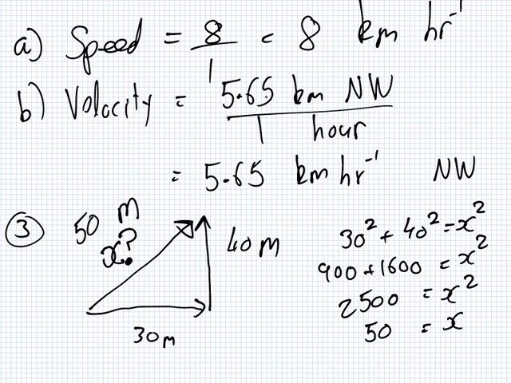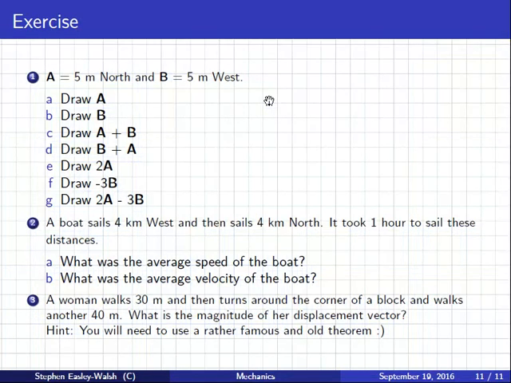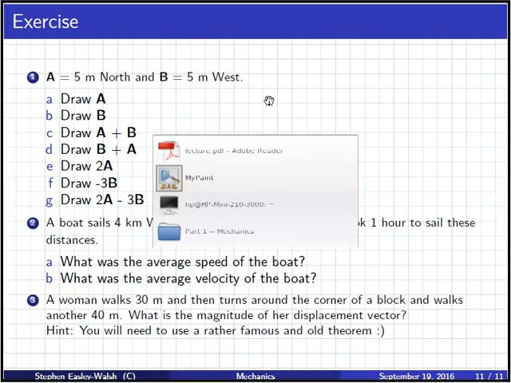Absolutely. I didn't tell you Pythagoras yet, that's why I didn't want to say it. But I wanted to see in number 3 who knew Pythagoras. I hope you all know Pythagoras' theorem at this stage in your life. So the answer is 50 meters, the magnitude of her displacement. All right.